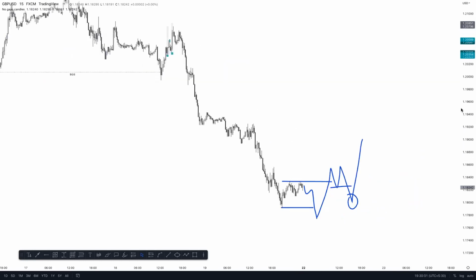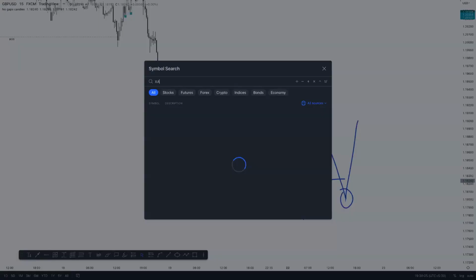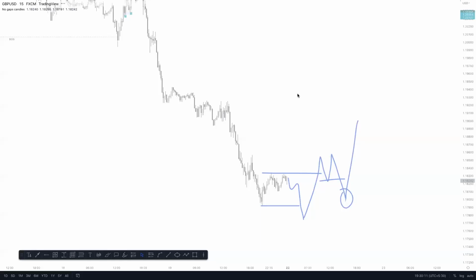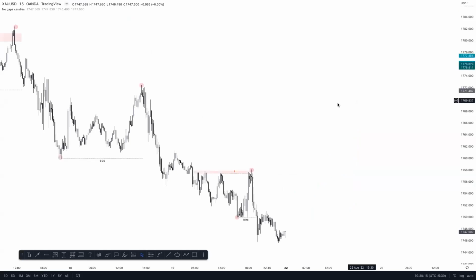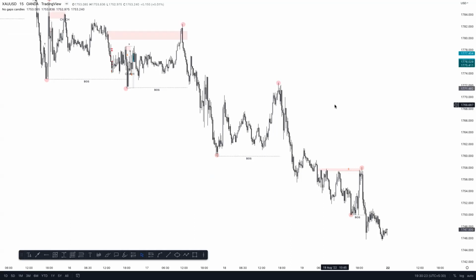And now let's switch into another pair, gold. And after this gold, I will do Bitcoin. Okay, then after that, I will choose a random pair on your request. So in the gold chart, in the 15-minute.